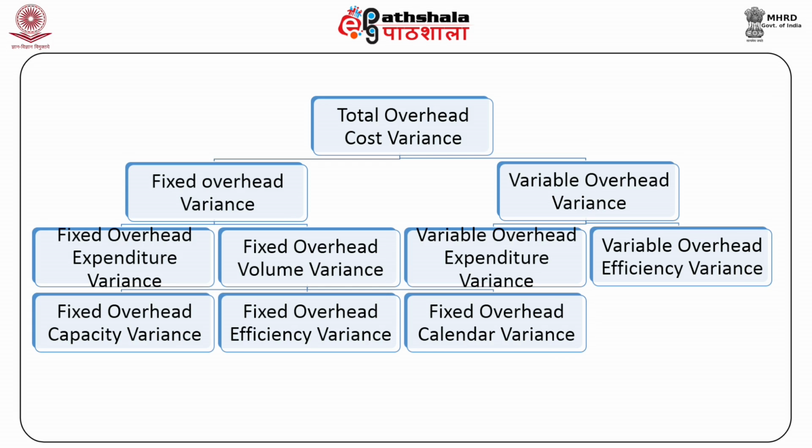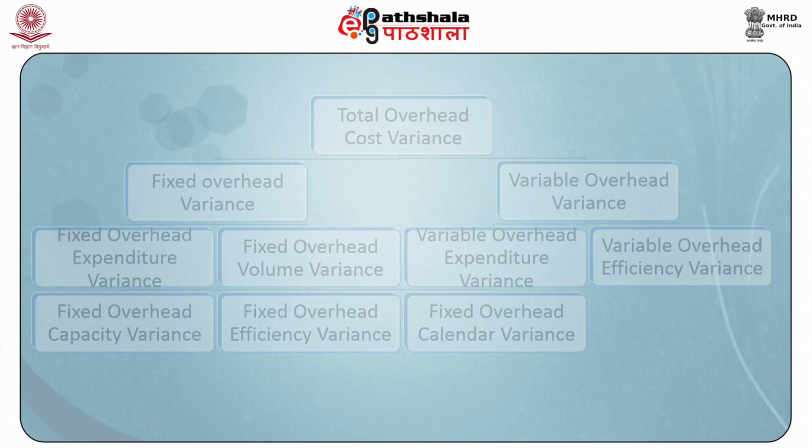Variable overhead expenditure, spending, budget variance arise when there is a difference between standard variable overhead and actual variable overhead incurred. Variable overhead efficiency variance arises when there is a difference between absorbed variable overhead and standard variable overhead.